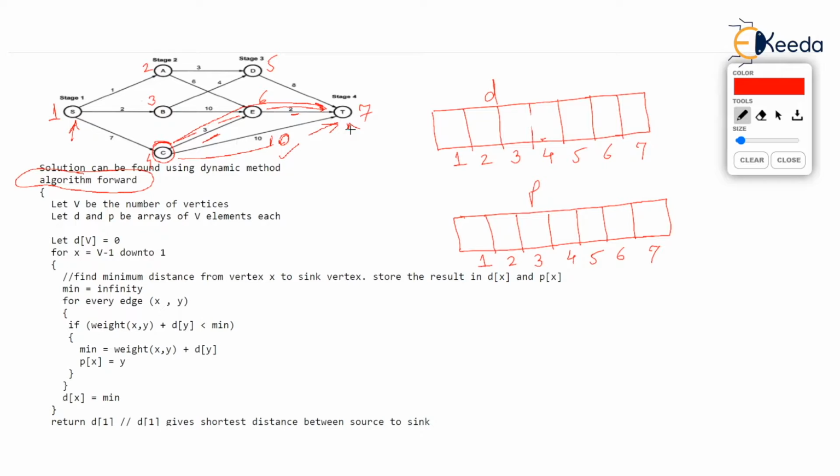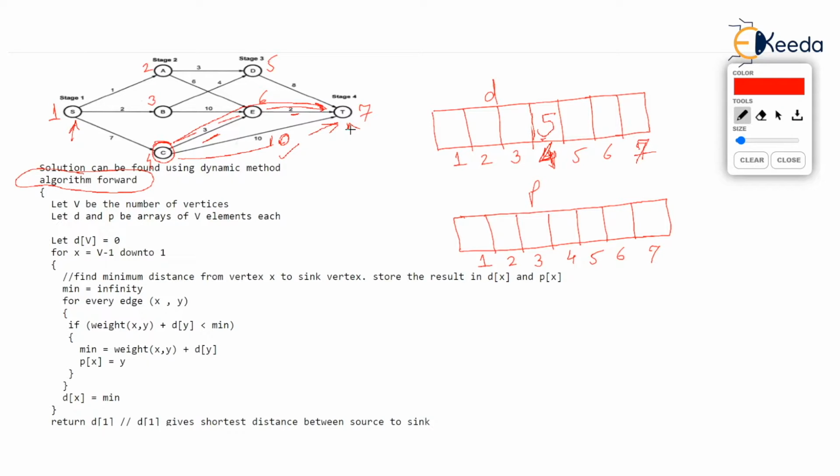What does that mean? If you want to go from the fourth vertex to the destination vertex, that is vertex 7, then you can go from 4 to 7 using a minimum distance of 5. 5 is the minimum distance from vertex number 4 to vertex number 7. That's the meaning of the D array.